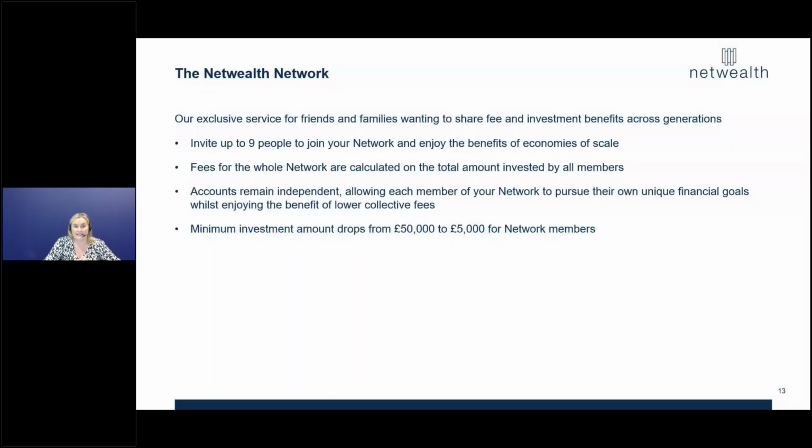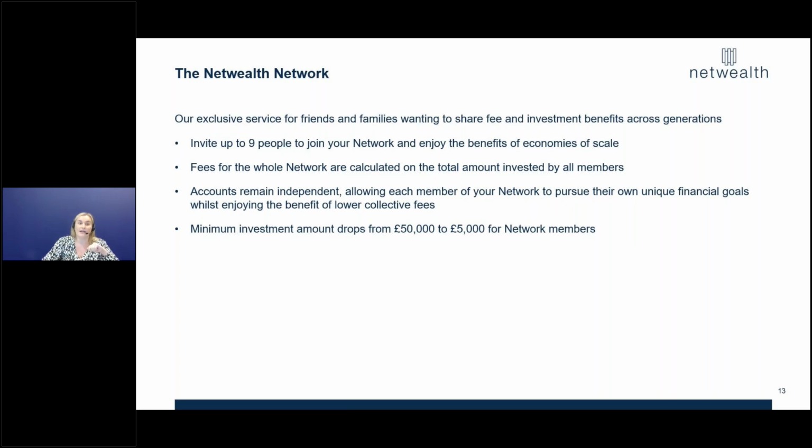So what is the network? The Netwealth network offering is unique in the UK. No other provider currently offers a single aggregate fee level across family members and friends, while still allowing each individual account holder to pursue their own financial goals.